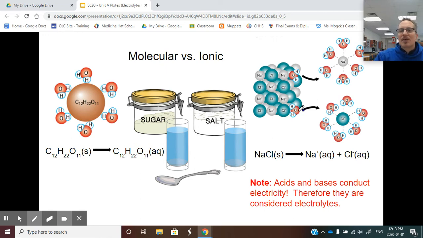That is very different than if I take table salt, NaCl, and I drop it into water. And again, I take a scoopful, I stir it. It's going to break down into sodium ion and chloride ion. It's going to break into ions.